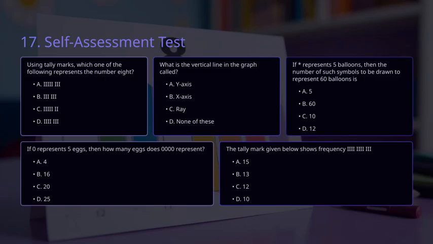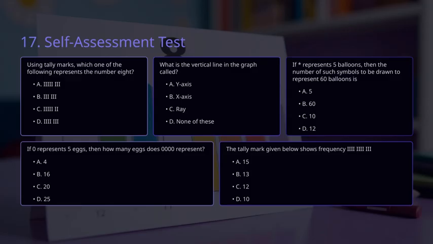All right, let's go through this self-assessment together. First, we have a question about tally marks and representing the number 8. When you're counting with tally marks, remember that groups of 5 are typically marked with 4 vertical lines and a 5th line across them to make it easier to count. So, which of these options best shows 8? Think about how you'd write that using tally marks.